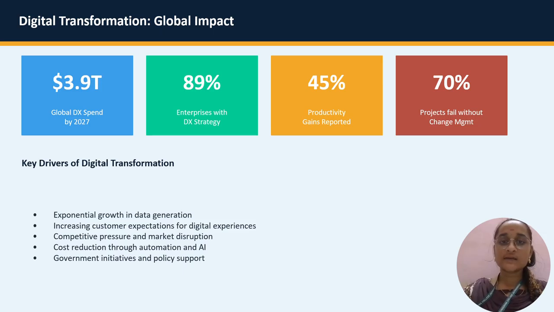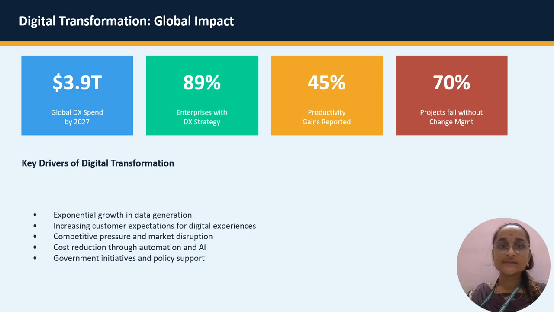And then the next one is 89 percent of enterprises with a DX strategy. 89% of enterprises already have a digital transformation strategy. If you don't have one you're in the minority. Next one is 45% productivity gain reported. Almost half of the organizations report productivity increase after going digital. This is one of the biggest benefits.